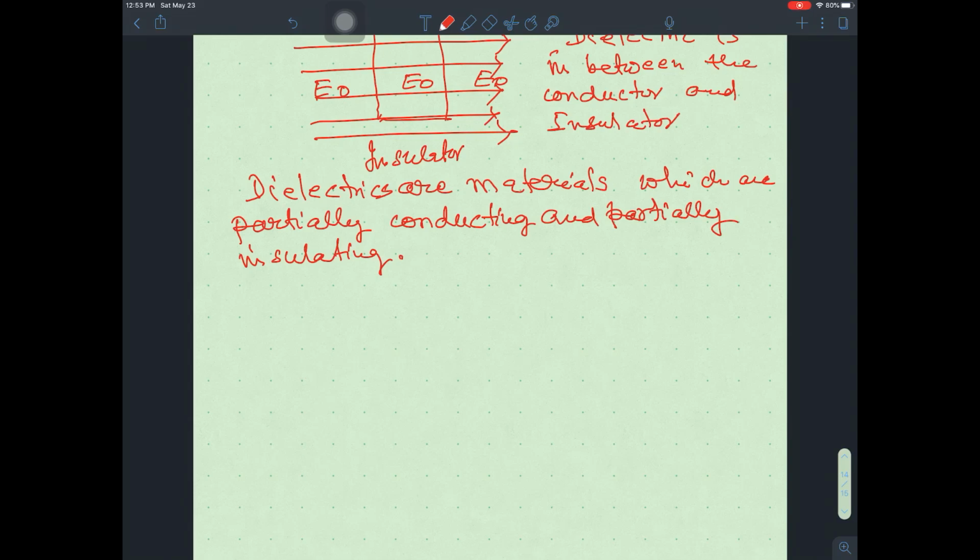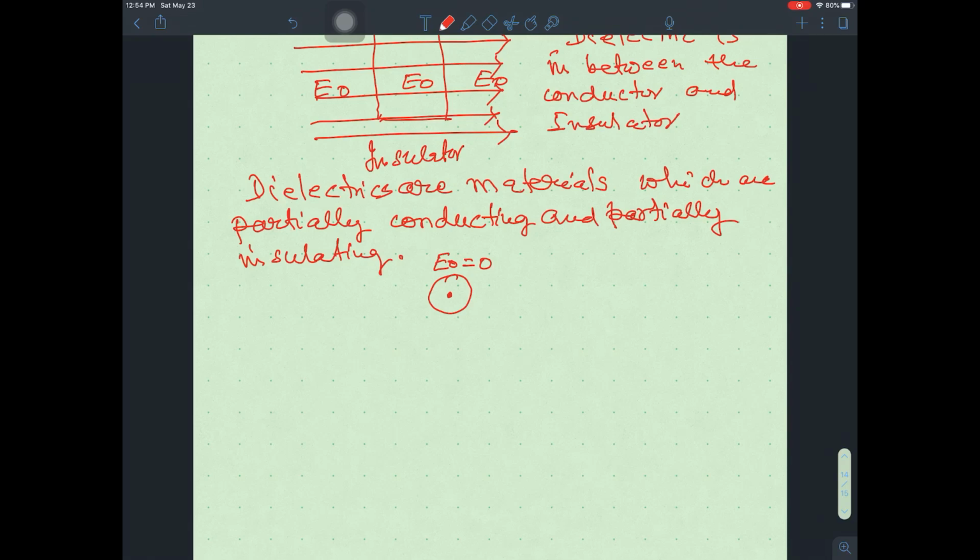Insulating dielectric contains dipole. What is a dipole? A dipole has two charges: the center of positive charge and the surrounding negative charge. So this is the molecule of a dipole. Here is the center of positive charge and here is the center of negative charge, and here the external electric field is 0.